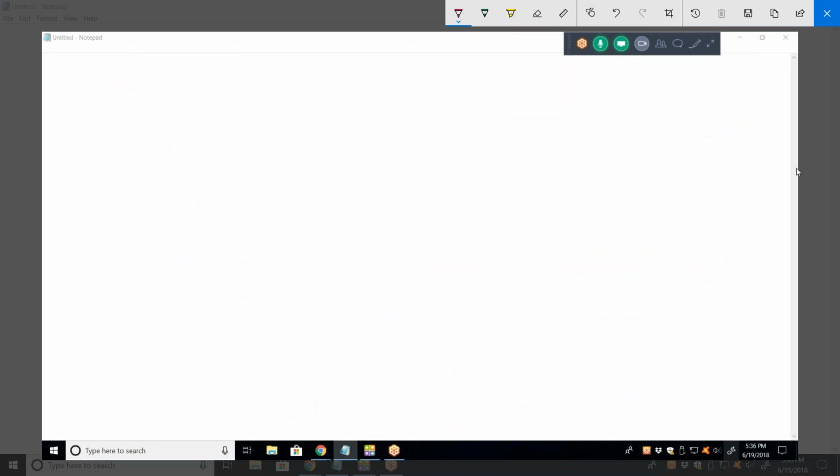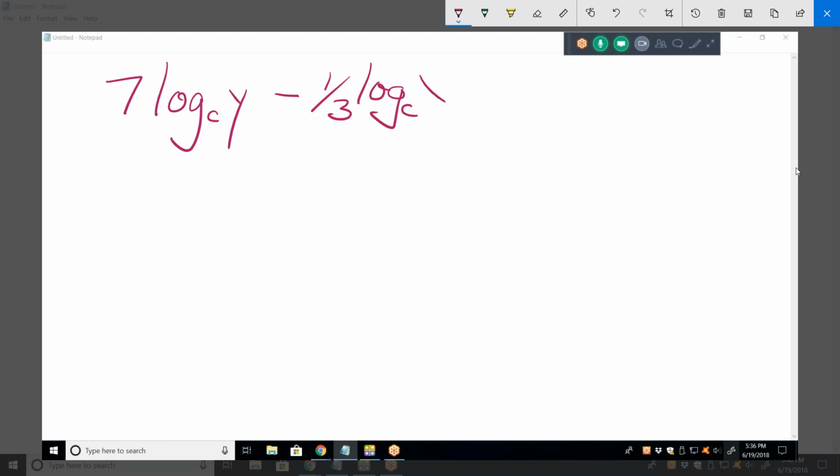Okay, I have another one. It says write this expression as a single logarithm. That means condensing. They're going to give you multiple log expressions, and then they're going to want you to write it as a single one. That's going from right to left. So this one is 7 log base c of y, minus 1/3 log base c of x, plus 5 log base c of y.